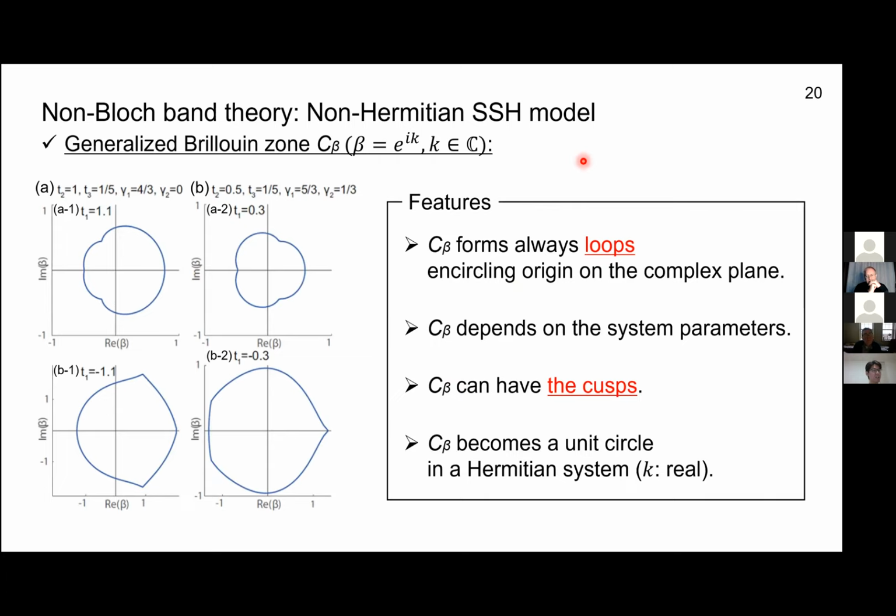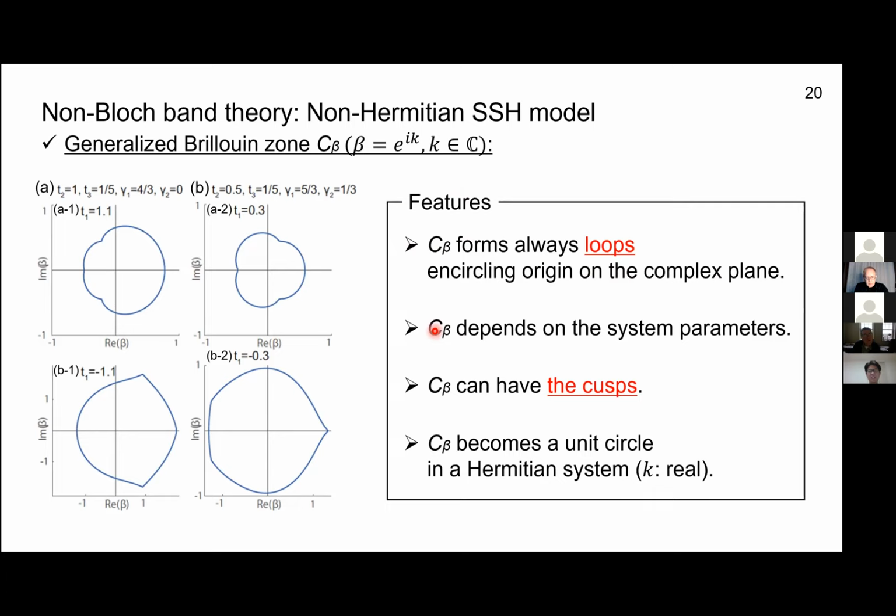And so, yeah, I want to give the features of the generalized Brillouin zone. The generalized Brillouin zone has unique features, with no counterparts in Hermitian systems. First, the generalized Brillouin zone always forms loops encircling the origin on the beta complex plane. And second, the generalized Brillouin zone depends on the system parameters.